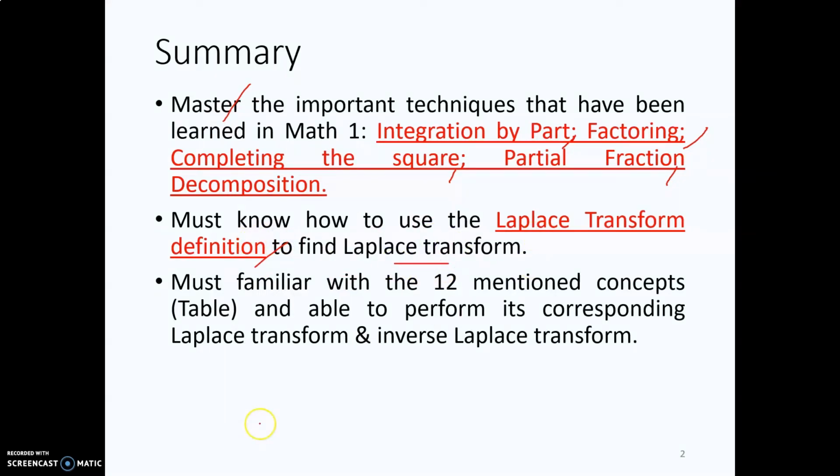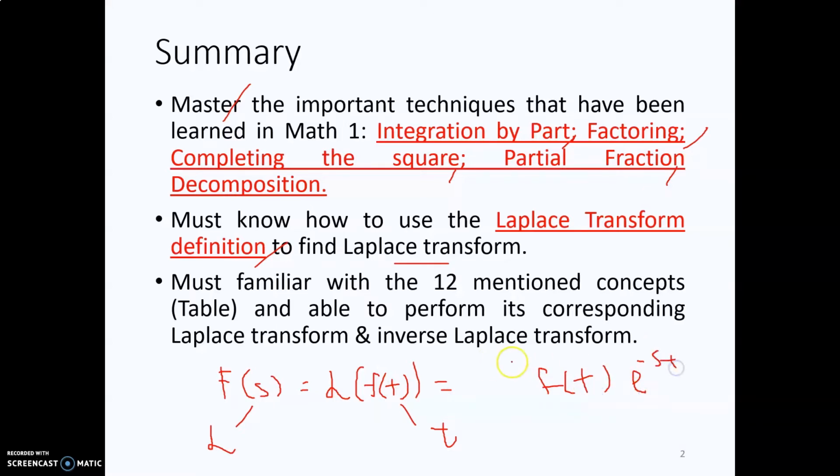the Laplace transform. So L is the Laplace transform. If you want to transform your f(t) to capital F(s), this is the Laplace domain, this is the time domain, and the definition is: you have your f(t), you multiply with exponential negative st, and then integrate it from 0 to infinity with respect to dt. So this is the Laplace transform definition, where your s is a complex number, which is sigma plus i omega.